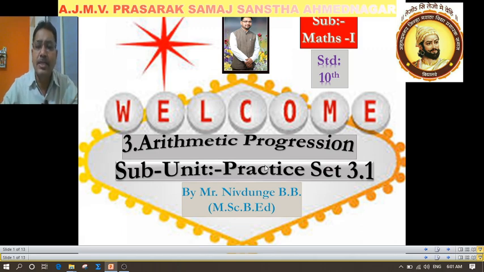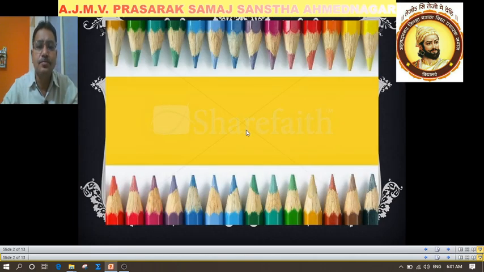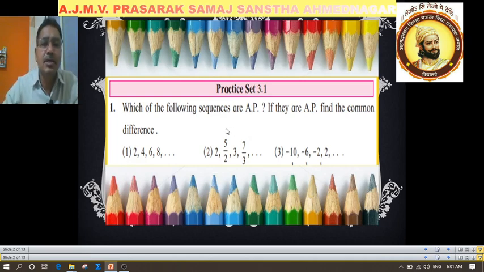That is the practice set 3.1. Now, the first question in practice set 3.1 is: which of the following sequences are arithmetic progression? If they are arithmetic progression, find the common difference. So here we are given some sequences and we have to check which of them are arithmetic progression, and if some of them are arithmetic progression, then find the common difference.